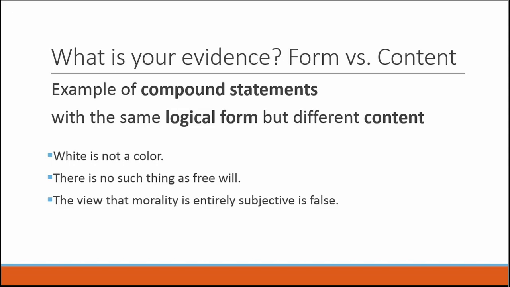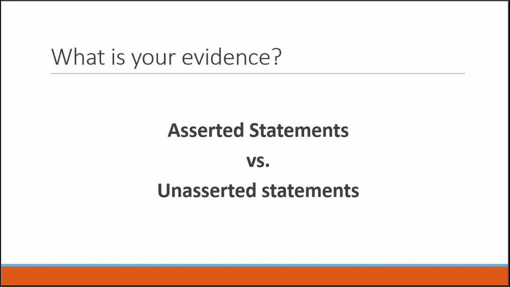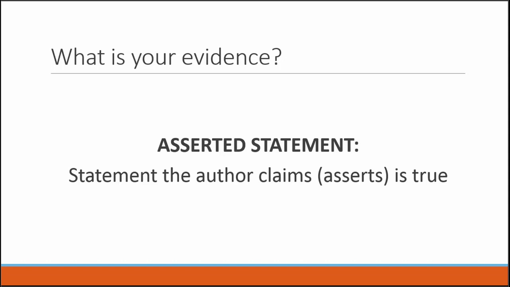Okay. Before we go on to talk about how the concept of form is going to help us think about validity, I want to pause here for a moment to make a distinction between asserted statements and unasserted statements. This distinction is going to be important later on. An asserted statement is a statement that the author claims is true. An asserted statement is a statement that the author is saying this is true. I'm asserting that this is true.